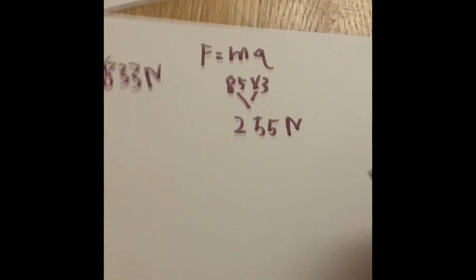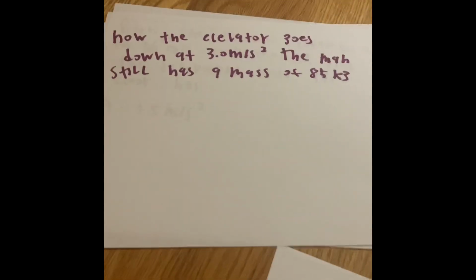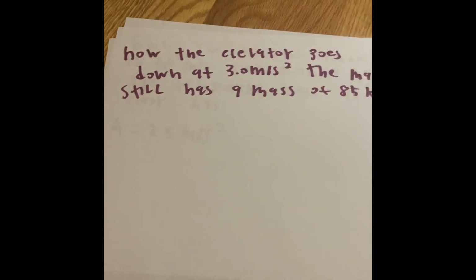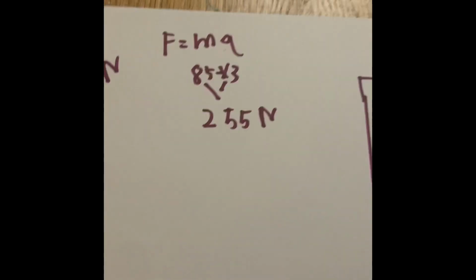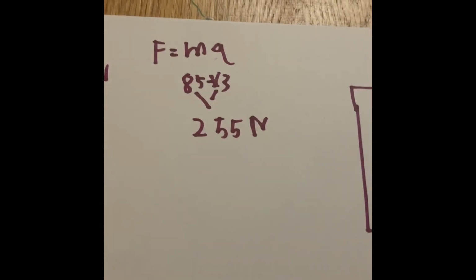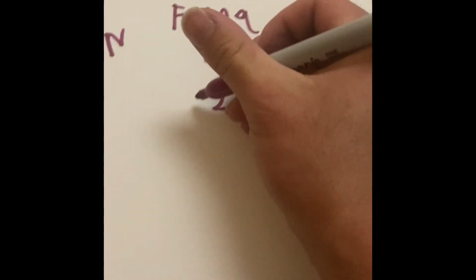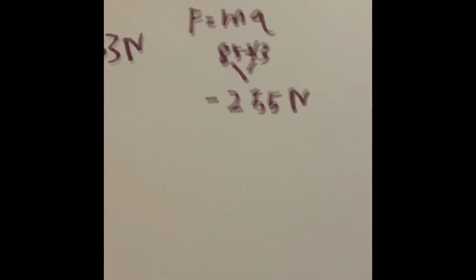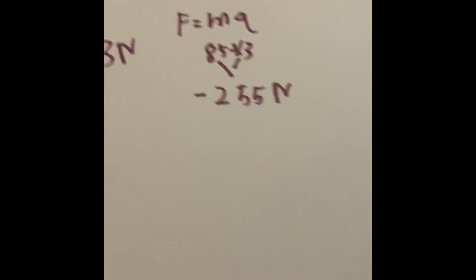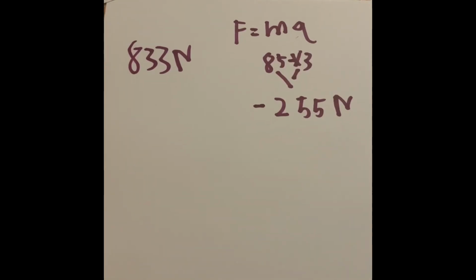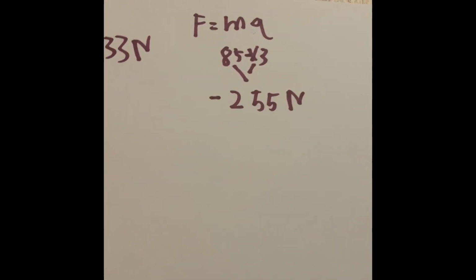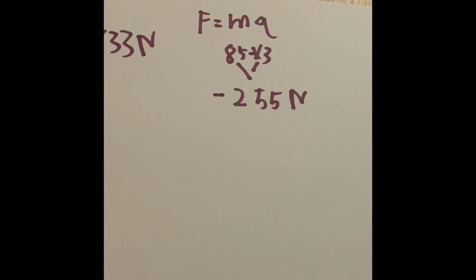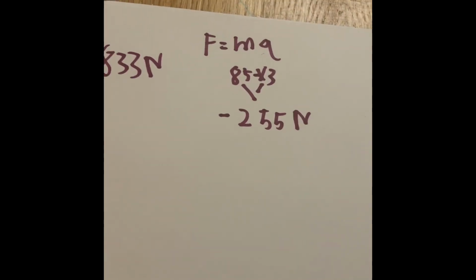But hang on. Since we have a vector of an accelerating elevator that goes down, what we're going to do is have a negative 3. So what's 85 times negative 3? That will bring me to negative 255. So that means the man's weight would be decreased by 255 newtons when the elevator jerks from 0 to 3 meters per second squared down.